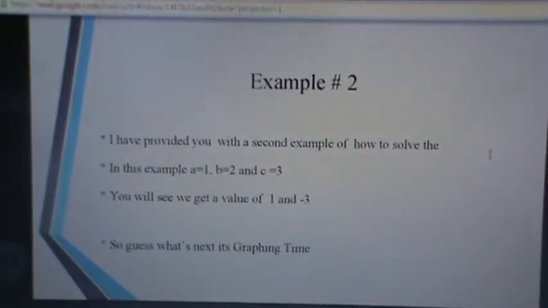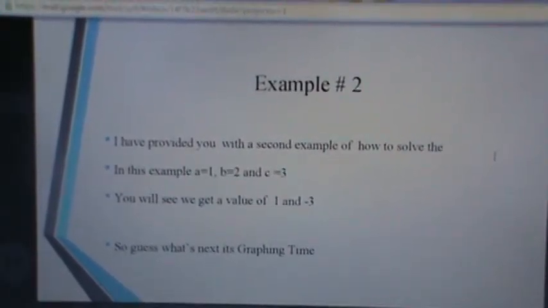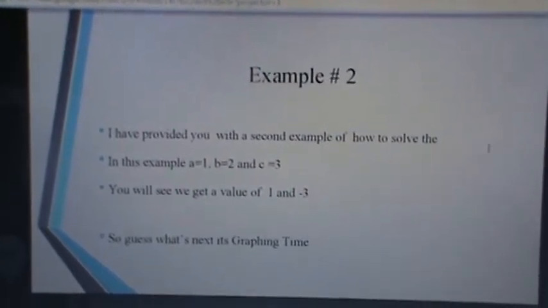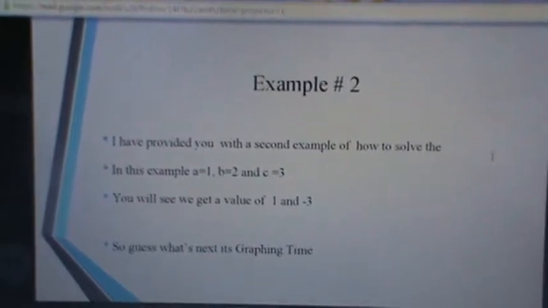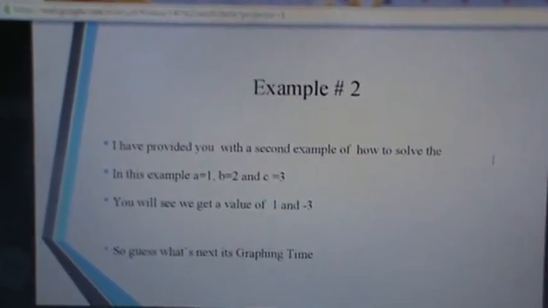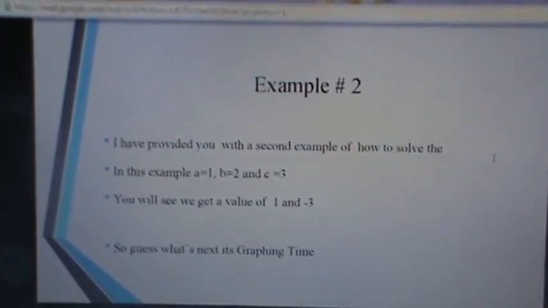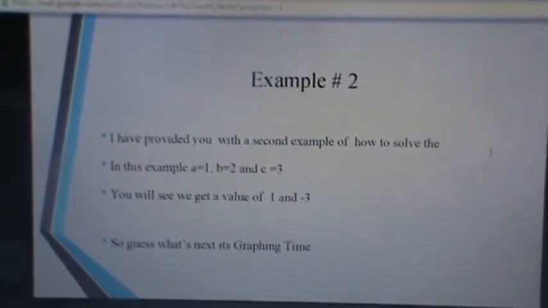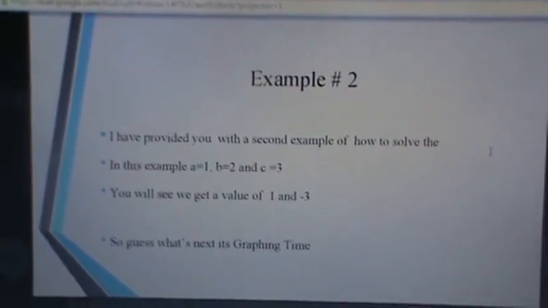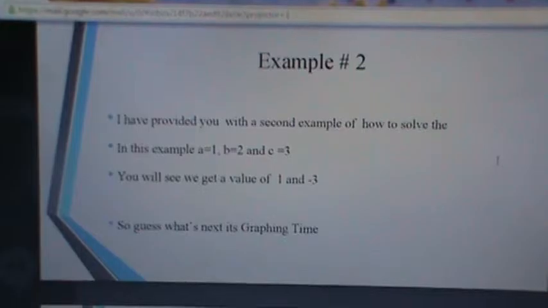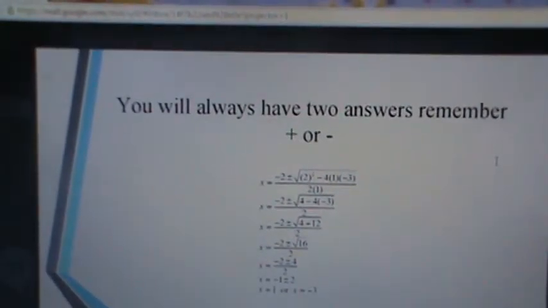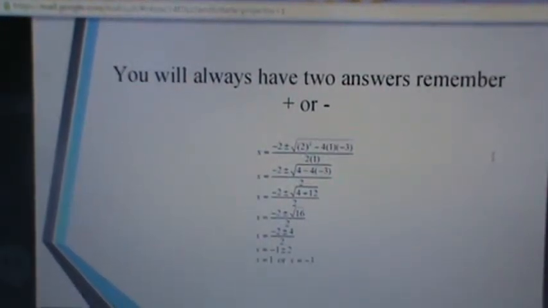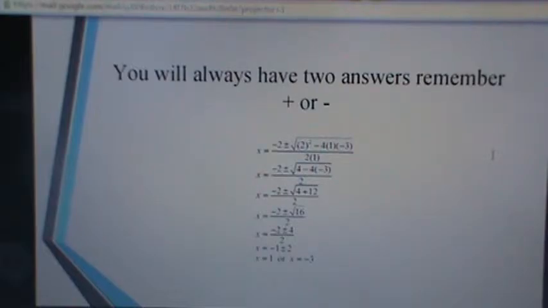Now we have example 2. I have provided you with a second example of how to solve it using the quadratic equation. In this example, a is equal to 1, b is equal to 2, and c is equal to 3. You will see we get a value of 1 and negative 3. So guess what? It's graphing time. You will always have to answer for a positive and negative, like so.